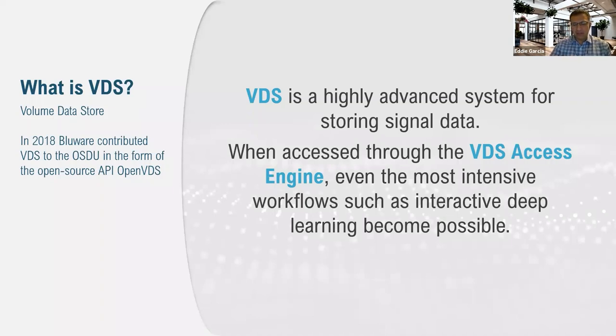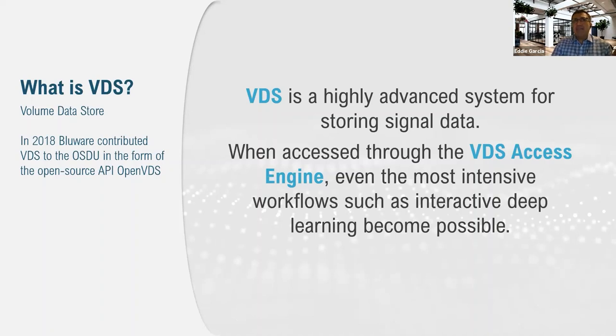As Dhruv mentioned, data is at the center of OSDU, and data is also at the center of Bluware. And so I'd like to talk about VDS, our volume data store. VDS is a highly advanced cloud-optimized format for storing signal data. And in 2018, Bluware contributed VDS to OSDU as open VDS. And that's an open source API for the creation, reading, and writing of VDS data.